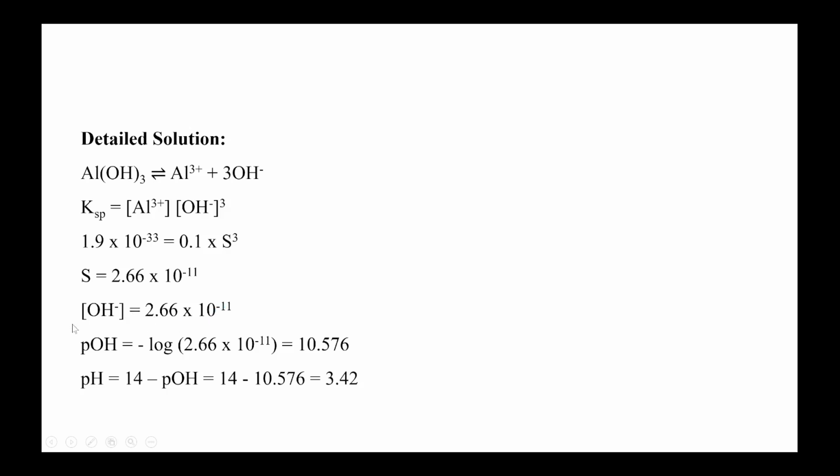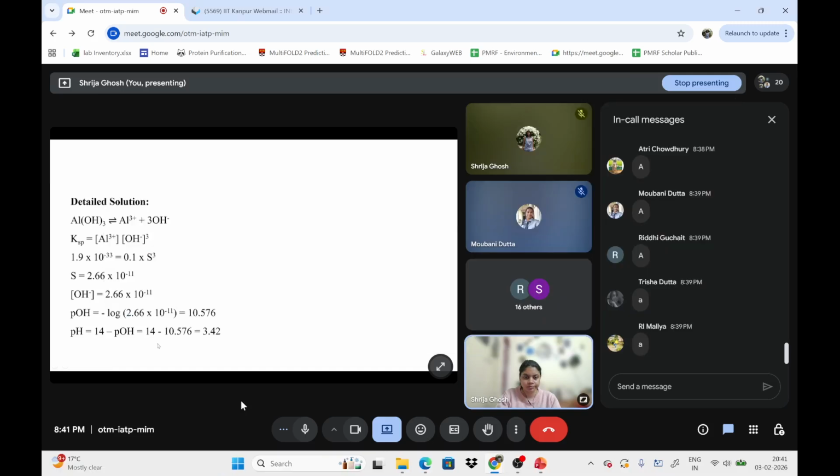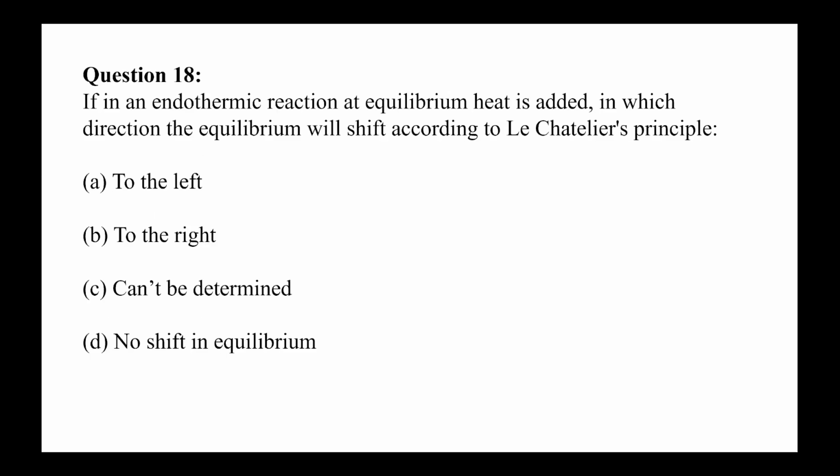Now take a negative log of this, so you will get pOH. So pOH is minus log of OH- ion concentration. pOH will come as 10.576, and then you can subtract it from 14 to find the pH of the solution. So if you have the pOH value, you can easily calculate the pH by subtracting from 14. Most of you answered option A, that is the correct answer. People who haven't answered, I hope this is clear to you. Let me know if you have any doubt. Please write your doubt in the chat box.